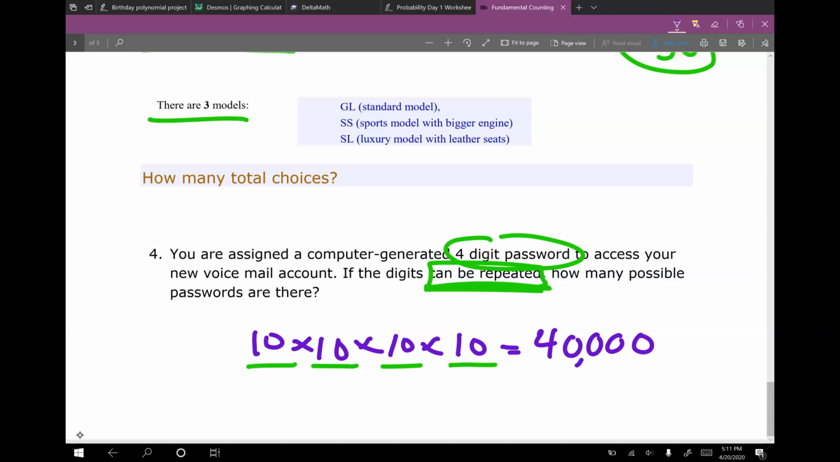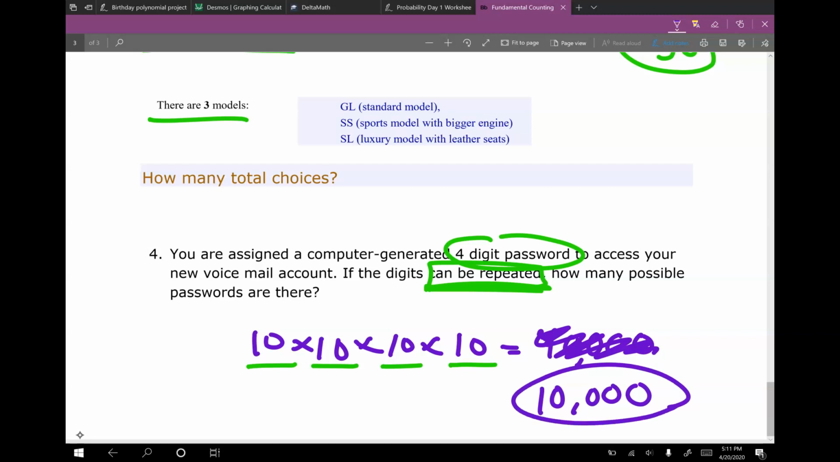Okay, you get 40,000. I don't know why I said 40,000. That's not right. I put the 4 because there were 4 blanks. It's 10,000. All right. So 10,000 would be your answer.